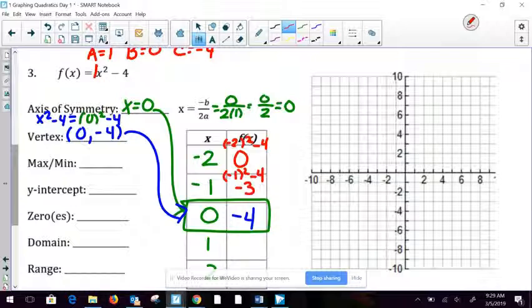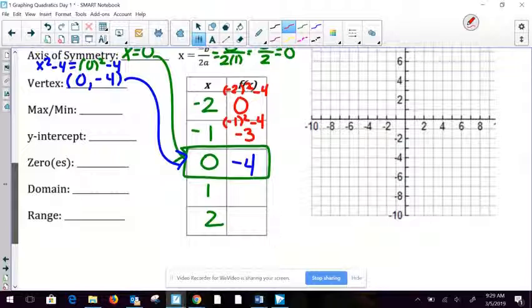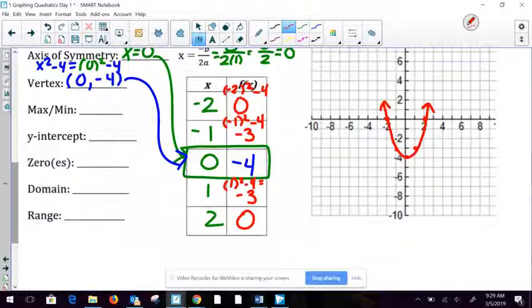Again, notice every single time I substitute this in, I'm putting that number in parentheses. And again, 1 squared minus 4, well, 1 squared is still 1, minus 4 is -3. Okay, so I could pretty much assume that this one would then be 0. Now I'm going to plot my points. -2, 0, -1, -3, 0, -4, 1, -3, and 2, 0. I can form my U-shaped graph, and I have it all graphed.